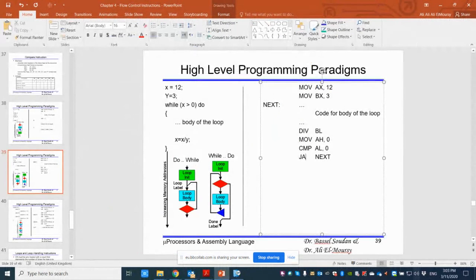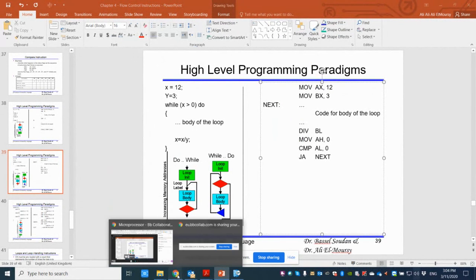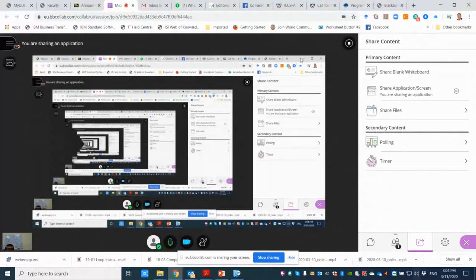So I think that's it for the slides, or for lecture number 19 part 2. And inshallah I will see you in the next lecture for discussing the two other high-level language paradigms, which are the if-else statements and the switch cases, in lecture number 20 part 1 and part 2.